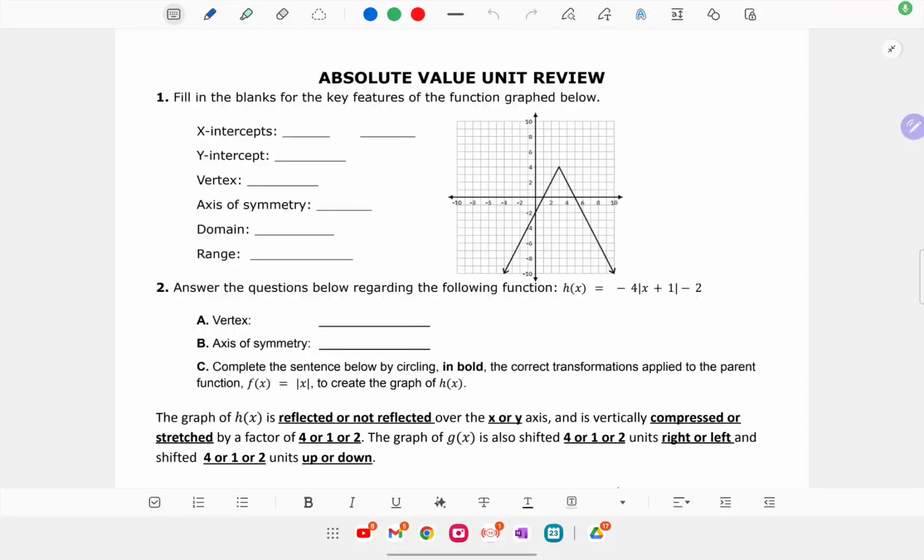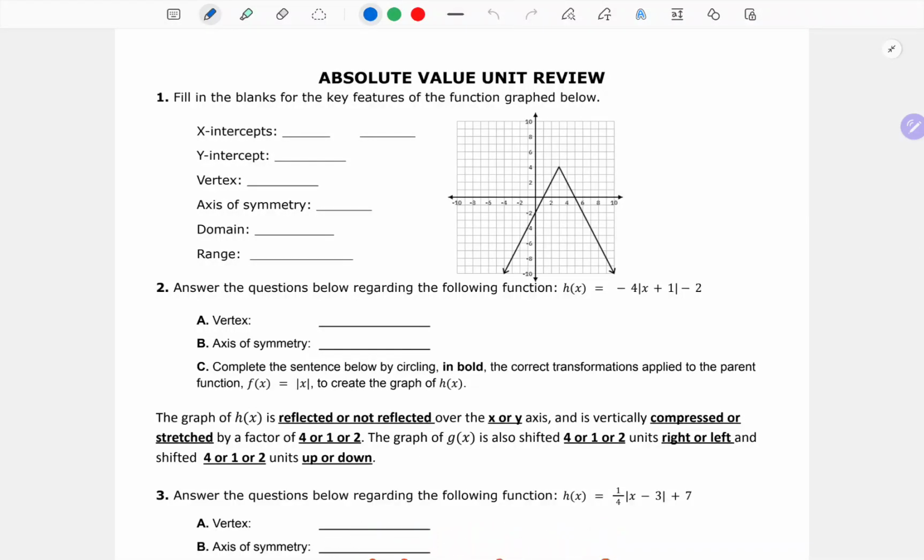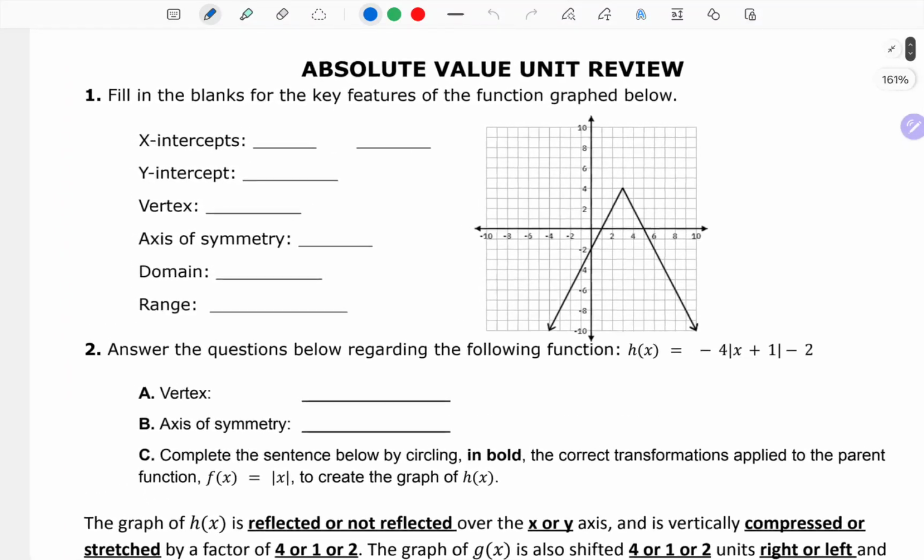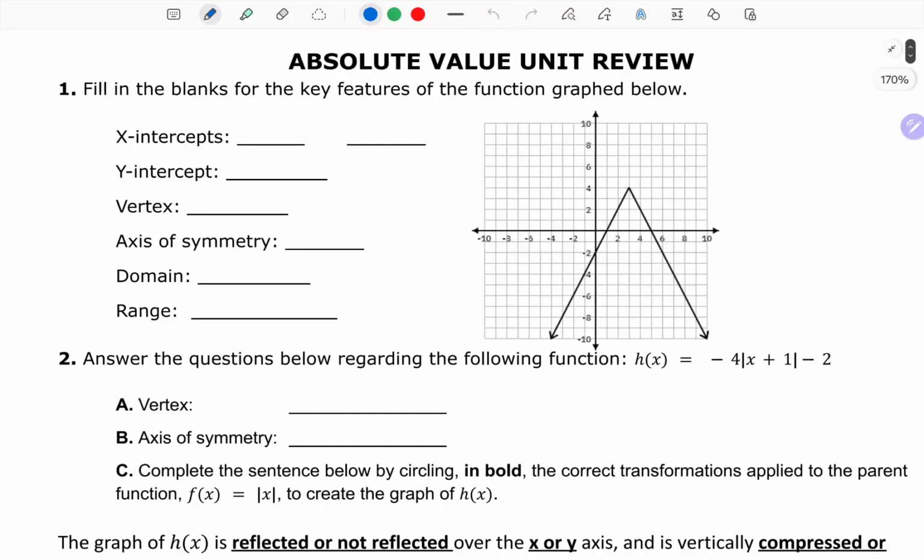For absolute value, the unit review for the test. The first question says, fill in the blanks for the key features of the function graph below. So for your x-intercepts, that's where your graph crosses or touches the x-axis. We can see 1 point right here and 1 point right there. So the first one is (1, 0). And the second one is at (5, 0).